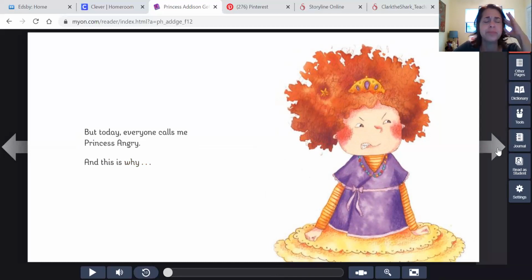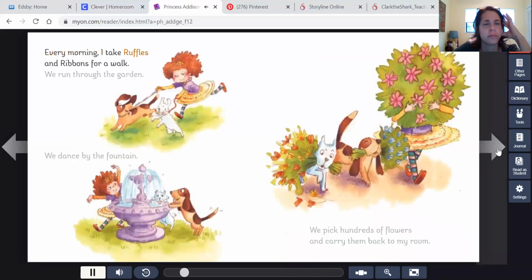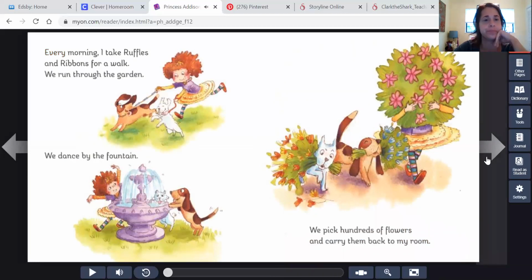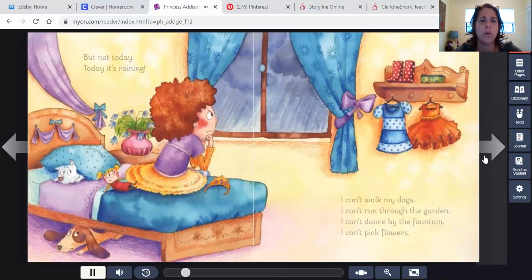Every morning, I take Ruffles and Ribbons for a walk. We run through the garden. We dance by the fountain. We pick hundreds of flowers and carry them back to my room. But not today. Today it's raining.